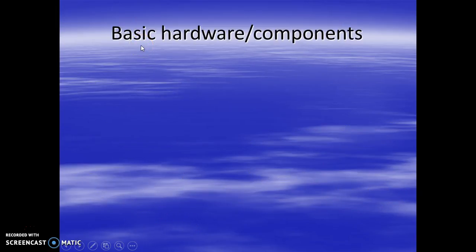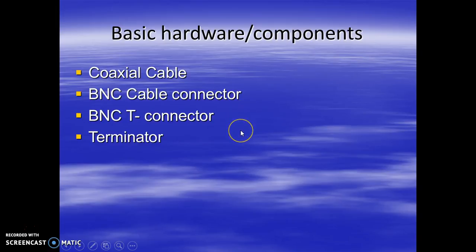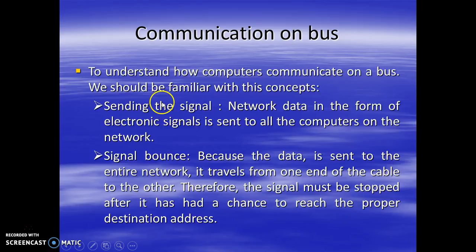Now let's discuss some basic hardware or components which are needed for bus topology. Coaxial cable, BNC cable connector, BNC-T connector, terminator, and of course computers. Now communication on a bus is possible in this way. We should be familiar with this concept.